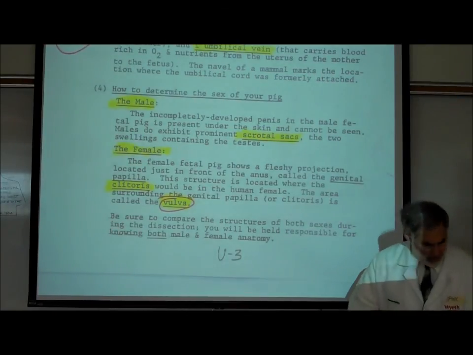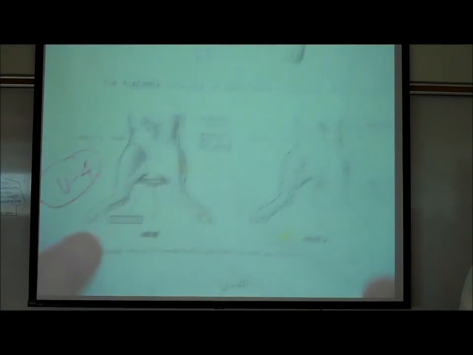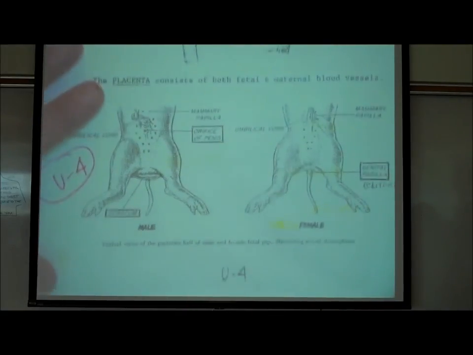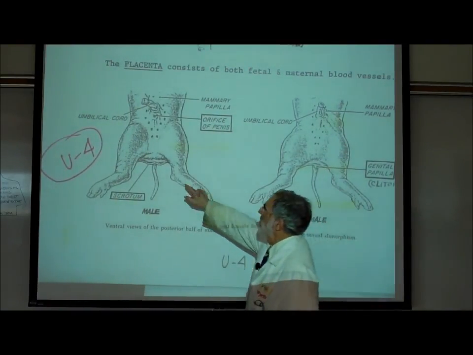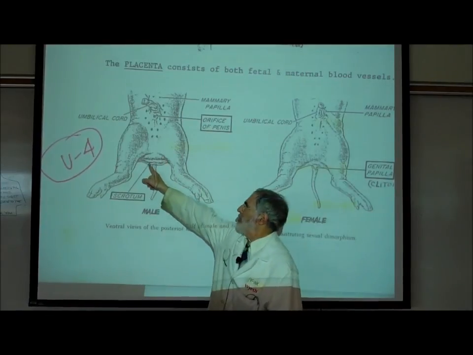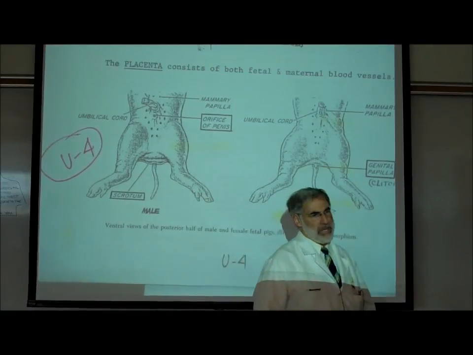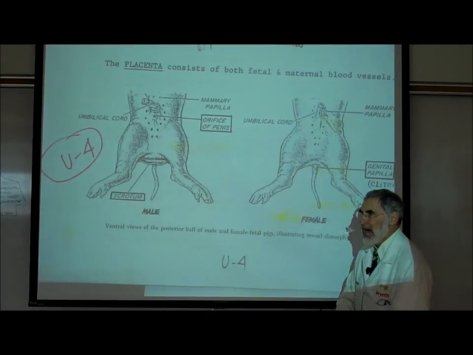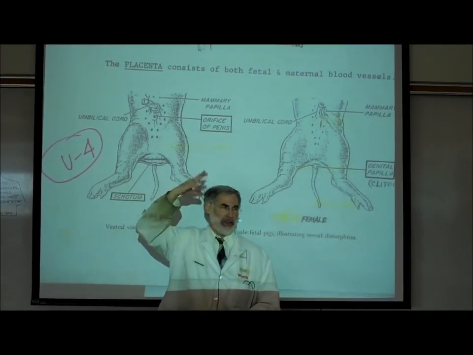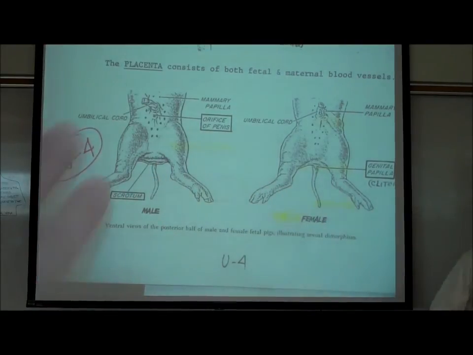Now, in a fetal pig, they're fetuses, so not all these structures are fully formed yet. So if you look on U4 at the bottom, here's what you're going to see. On the male piggies, the fetal pigs, you're going to see these scrotal sacs. You will not see the penis. The penis is still actually internal, and it's not yet showing on the outside. So if you're looking for it, you're not going to find it. But you will see the scrotal sacs with the testes in them. That's a male.